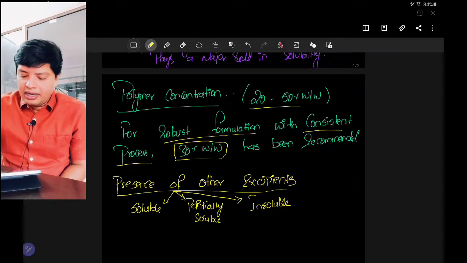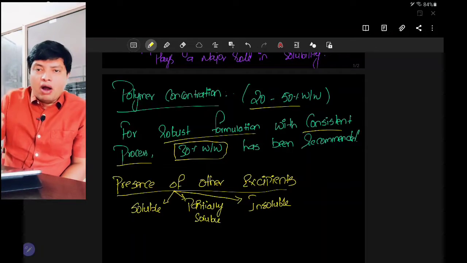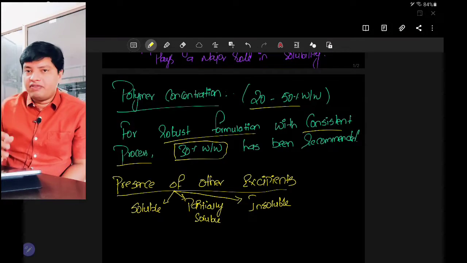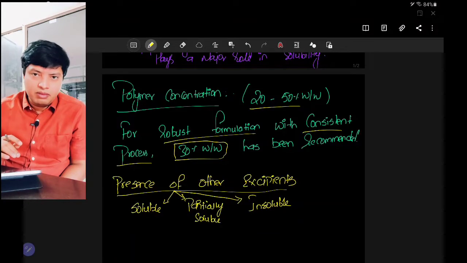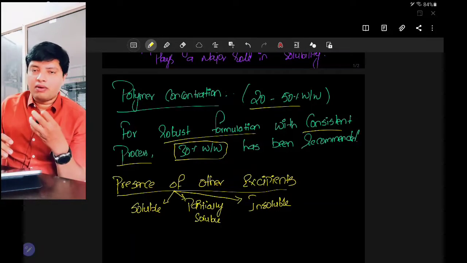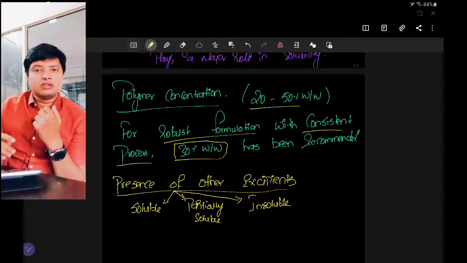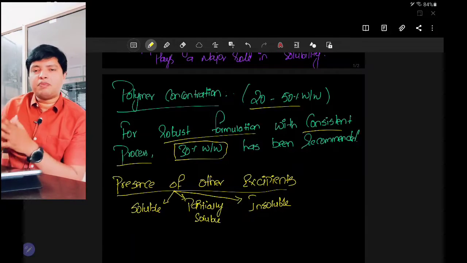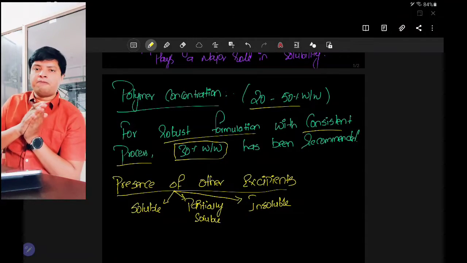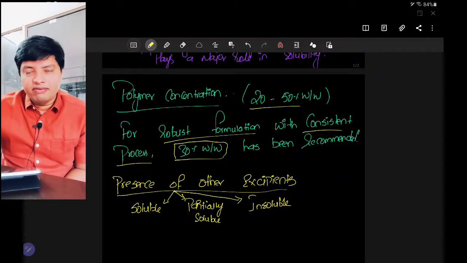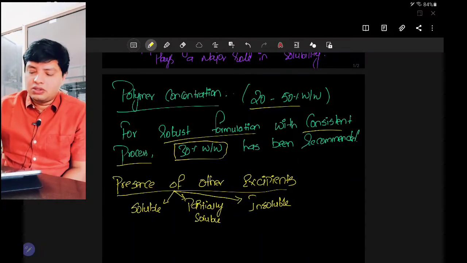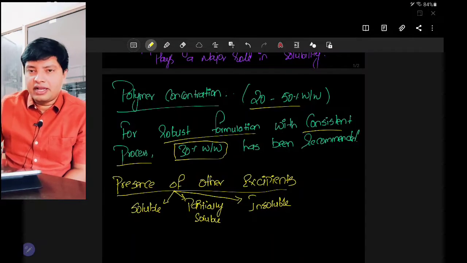Regarding the polymer, we have hydrophobic polymers and hydrophilic polymers. If you use a hydrophilic polymer, it will swell and release the drug. So the polymer is also going to affect the designing of your controlled release dosage form. Next we have the presence of other excipients.